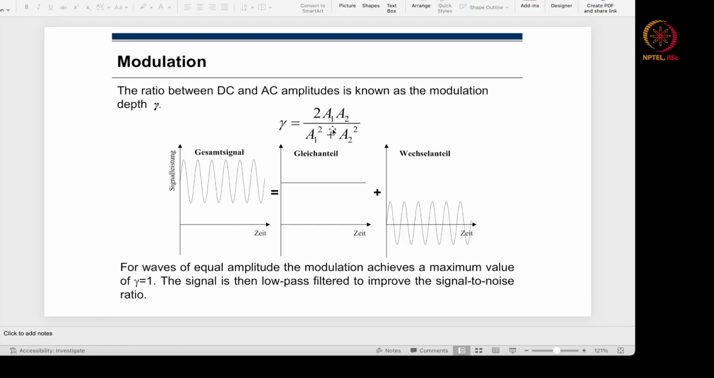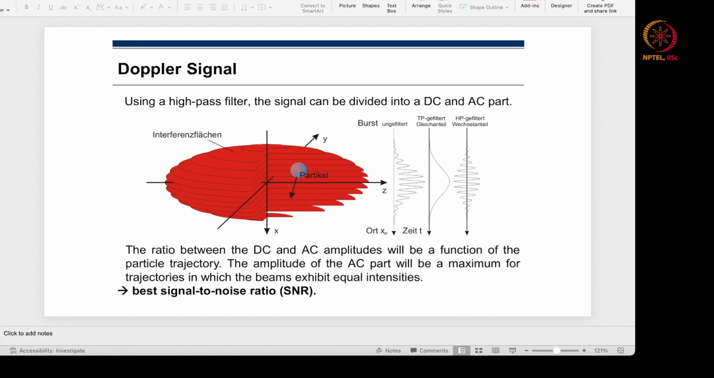So if you now classify this, you will see that this is the total signal, and this is the mean, some kind of an offset basically, and then this is the fluctuating signal. So for waves of equal amplitude, the modulation achieves a maximum value of 1. The signal is then low pass filtered to improve the signal to noise ratio. So this is what happens when the particle passes through these Doppler fringes.